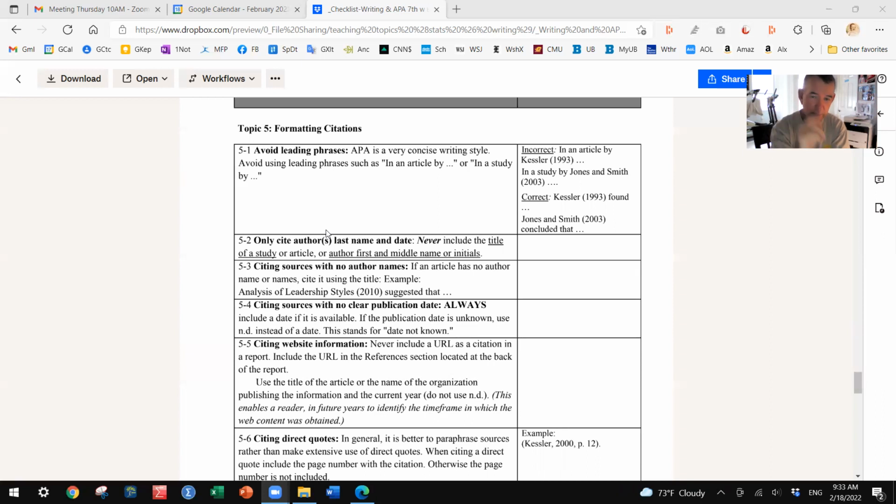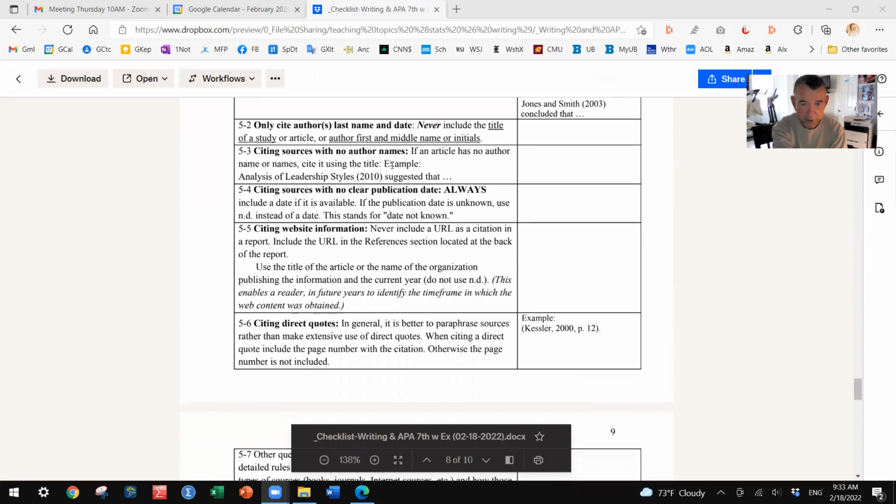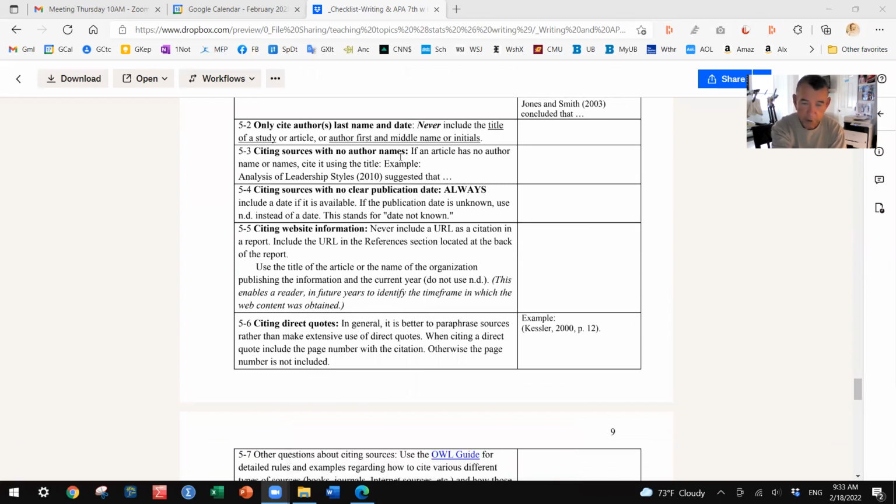When you say Kessler (2000) found that, readers know it's an article or study. So don't waste words. Be very concise in your writing. Only cite the author's last name and date. Never include the title of a study or article. Don't include the author's first names. Don't use initials, nothing.